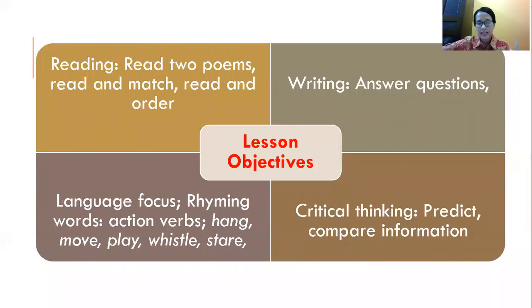Here are the lesson objectives. You will study two poems in reading skills. Second, you will read and match or read and order. For the writing, you will answer questions completely and correctly. For language focus, you will look at rhyming words from the poems. And the last one, you will predict or compare information from both poems.